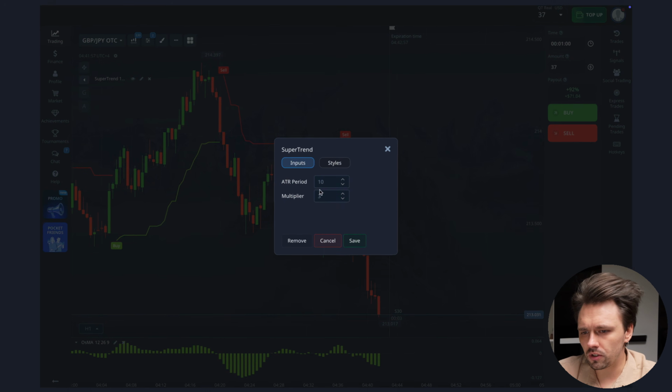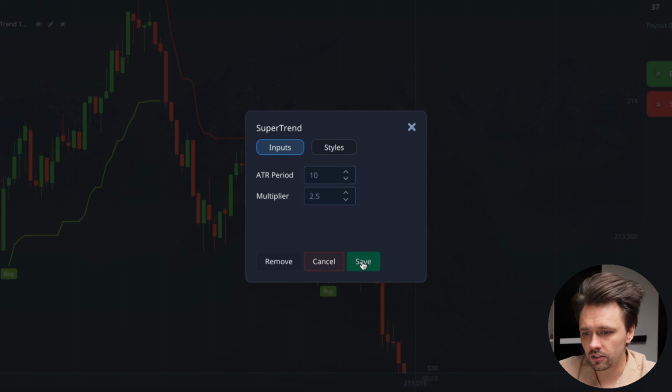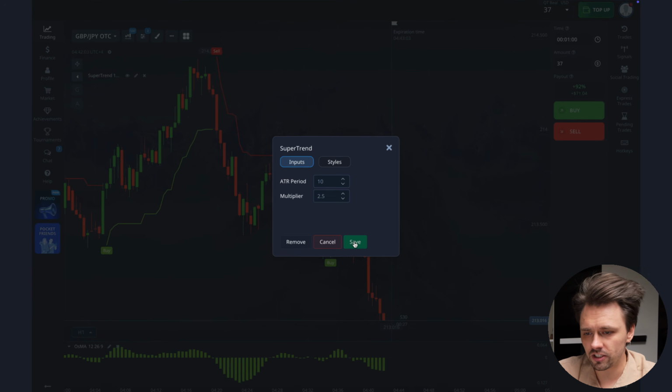Super Trend. It shows the trend direction and the level where the trend reverses. I set ATR period to 10. This period sets the sensitivity to volatility. Multiplier 2.5. The higher the value, the less frequent the trend changes, but the more reliable the signal.